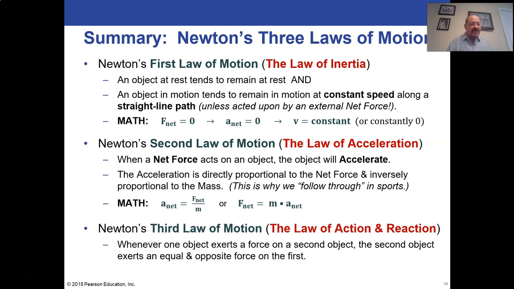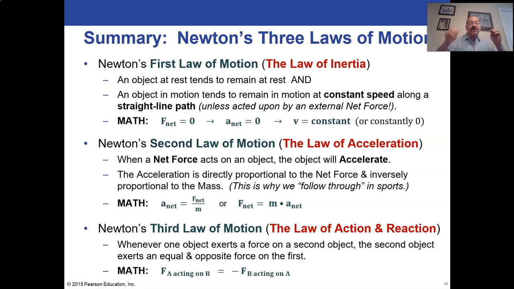I bring this up because of Newton's third law, the law of action and reaction. Whenever an object exerts a force on a second object, the second object exerts an equal and opposite force on the first. And this is what we've been talking about. Force of A acting on B equals exactly B acting on A, except it's negative. It's in the opposite direction.